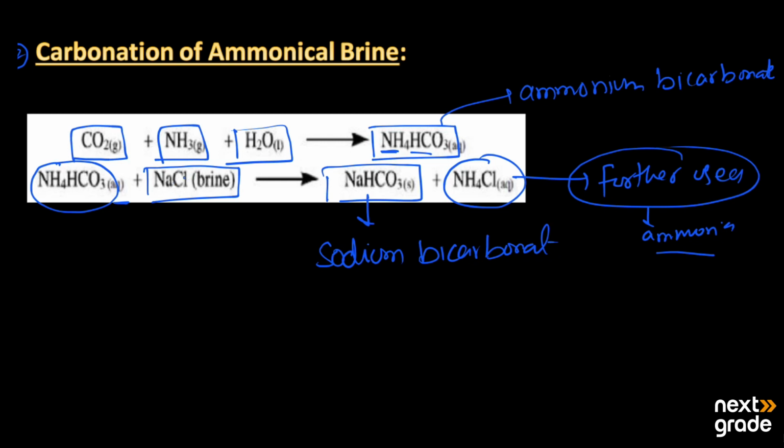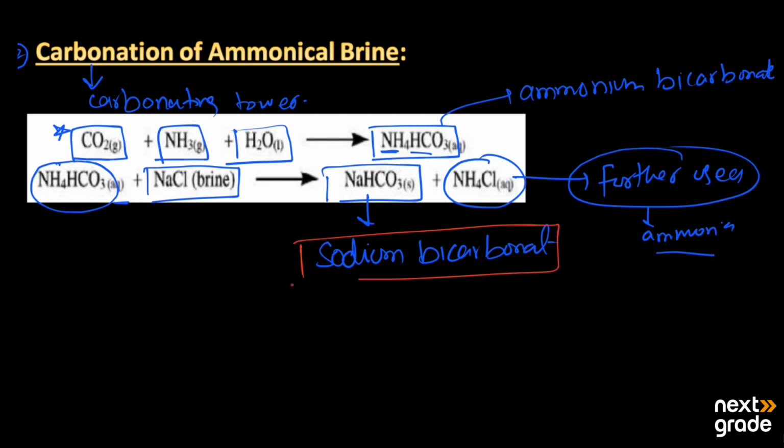In this method, the ammoniacal brine is fed into the carbonation tower. The carbonation takes place in the carbonating tower, and carbon dioxide is passed through it. This reaction takes place, and at the end of this process we gain the main product, which is sodium bicarbonate.